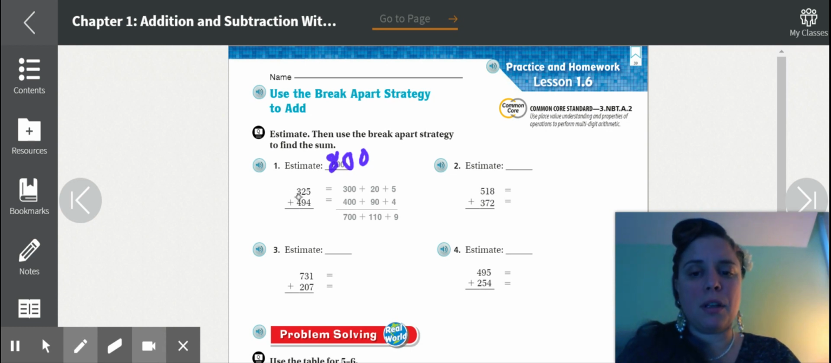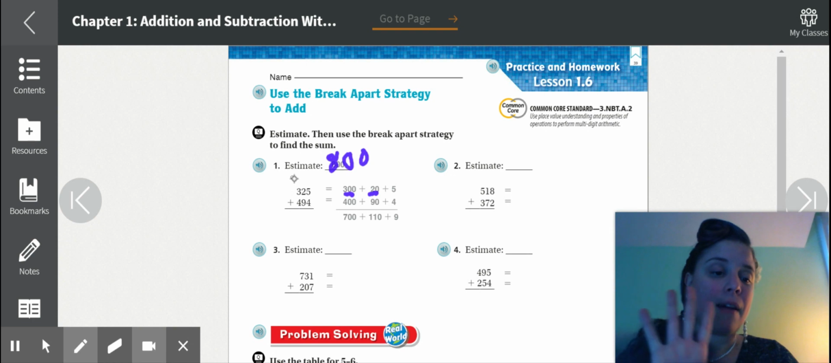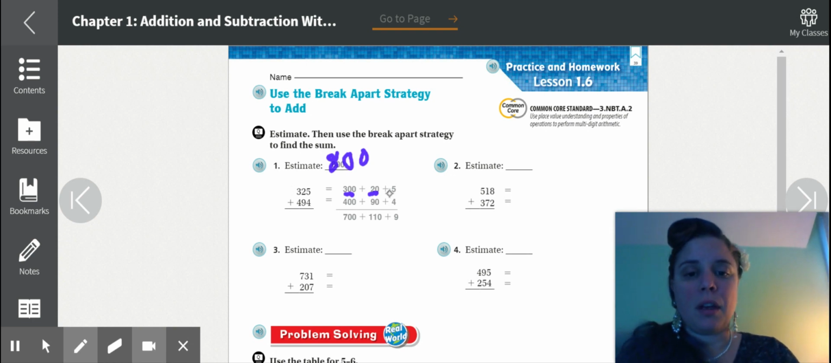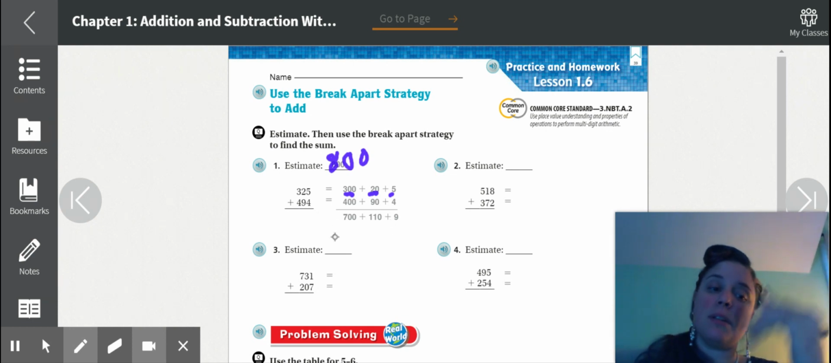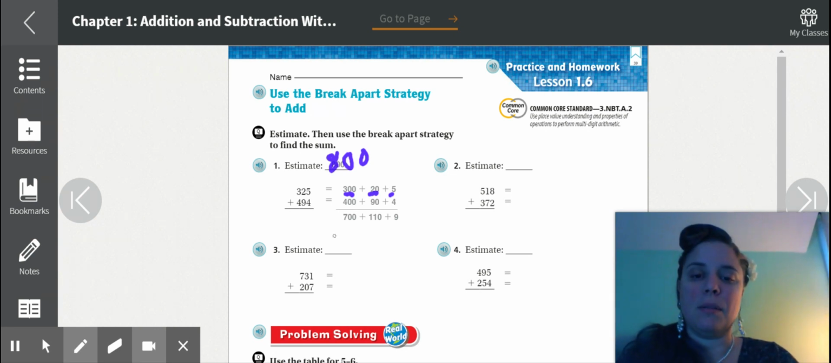After that, they went ahead and took apart each number. So when we look at the number, we have hundreds, tens, and ones. They took the hundreds place, and they know that the 3 in the hundreds place equals 300. They looked at the tens place, and they knew that the 2 in the tens place equaled 20. And then they looked at the ones place, and the ones place is a 5. Okay? And they did the same thing for 494. And then they just went ahead and lined them right up. This is very important. You need to line them up and then add them.